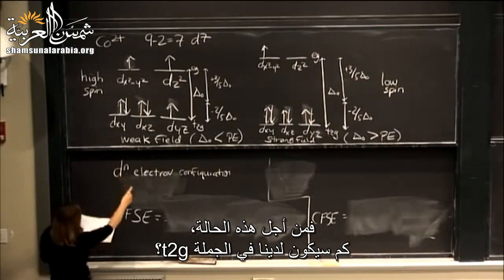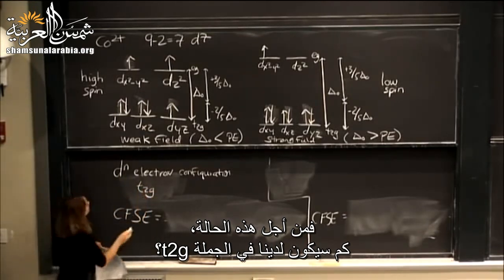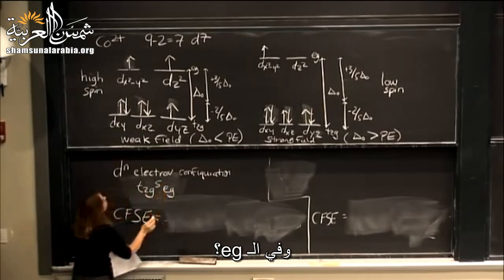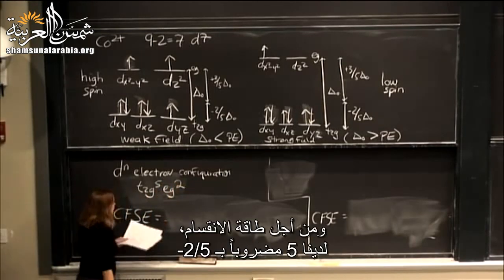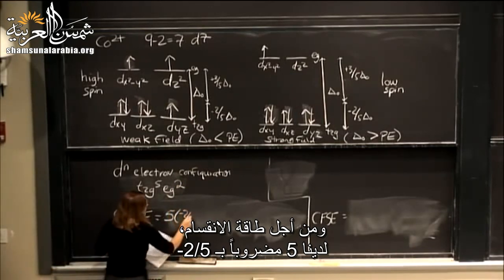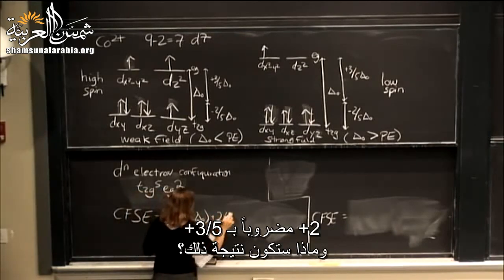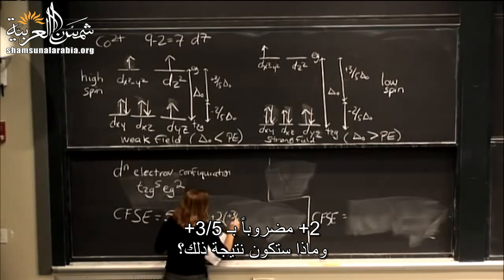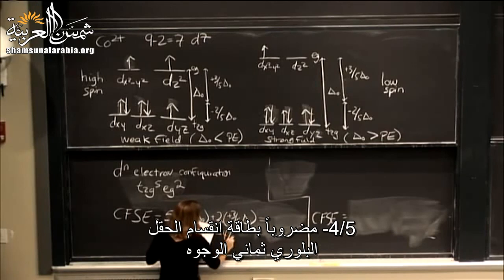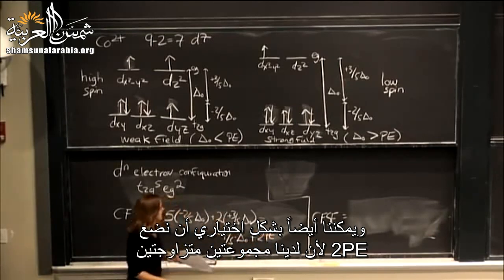So for this case, we're going to have in our t2g set how many? 5. And in eg? 2. And for our splitting energy, we have 5 times minus 2/5 times the octahedral crystal field splitting energy plus 2 times plus 3/5. And what does that end up equaling? Minus 4/5 times the octahedral crystal field splitting energy. And we could also optionally put 2 PE because we have 2 sets paired.